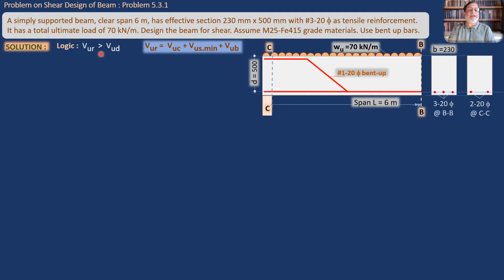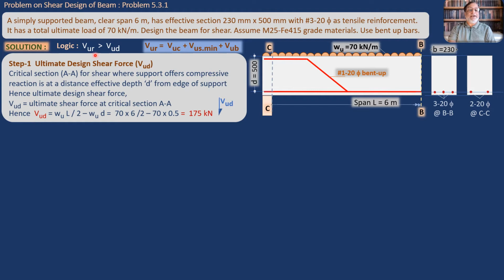So we are getting the value of VUD due to the applied load and the beam supports, and that VUD value is to be resisted by our design for shear. So in design for shear we are going to provide shear resistance VUR by various ways such that our resistance will be greater than the shear force that is developed in the beam due to the design loads. Now we will proceed for step 1.